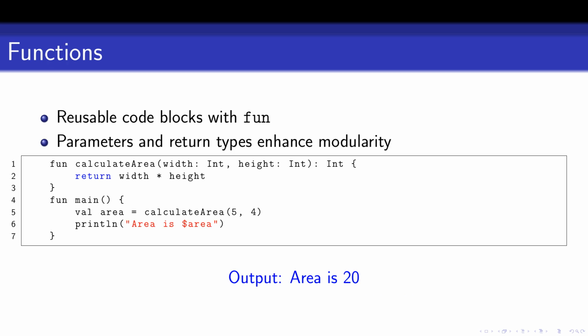Functions in Kotlin, defined with fun, promote reusable and modular code. The example defines a function to calculate the area of a rectangle, returning 20 for a 5 by 4 rectangle, showing how functions can simplify complex app logic by breaking it into manageable pieces.